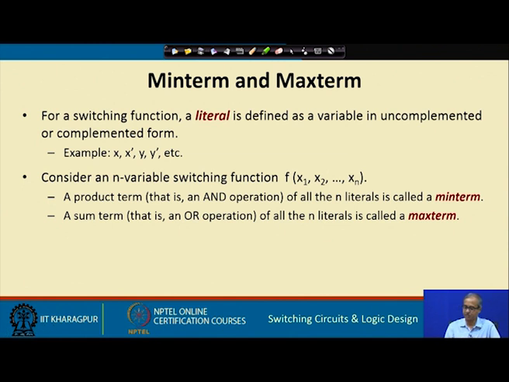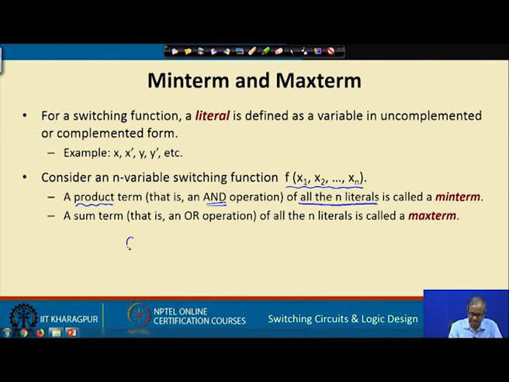Now, let us try to see what is a min term and a max term. Now that we know a literal, consider an n variable switching function f, where the input variables are, let us say, x 1 to x n. Any product term, meaning an AND of some of these literals, in complemented or uncomplemented form, that contains all the n literals is called a min term.